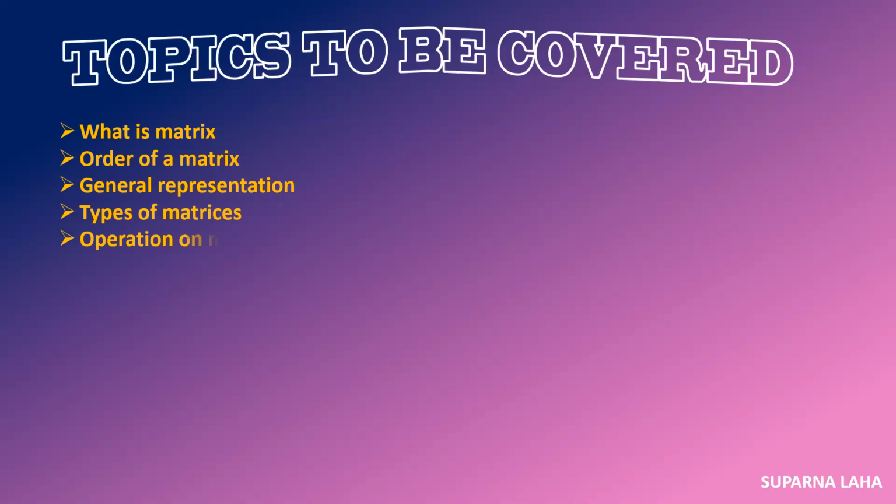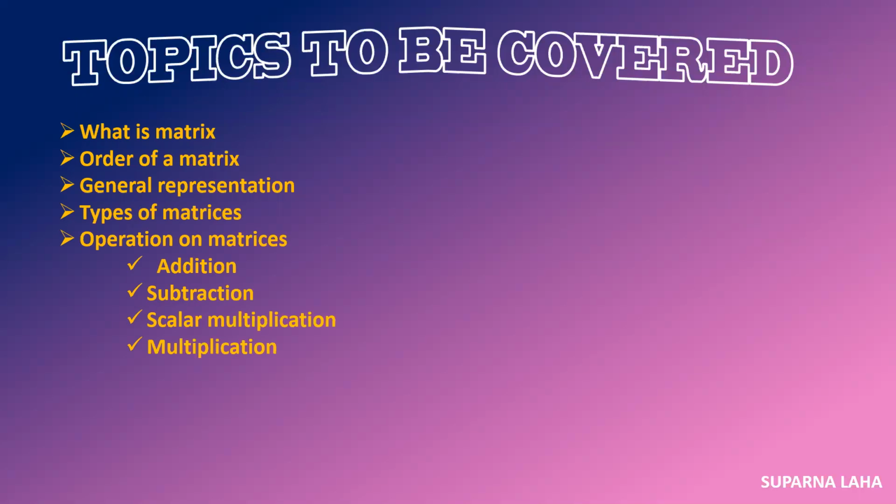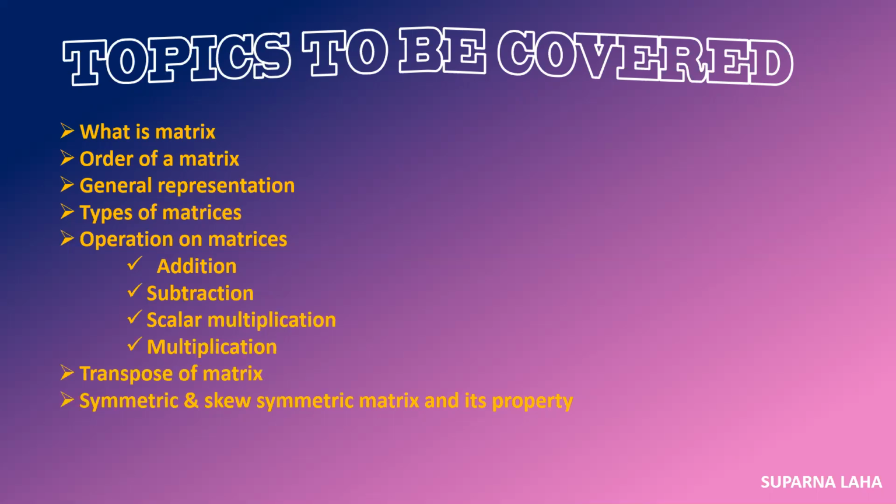Then operations on matrices like addition, subtraction, scalar multiplication, and multiplication of two matrices, and then transpose of a matrix. Then we'll talk about one special type of matrices, like symmetric and skew symmetric matrix and its properties. Now, these two topics, symmetric and skew symmetric, are in types of matrices, but later we will discuss them in a different part. And the next and last part is invertible matrix.